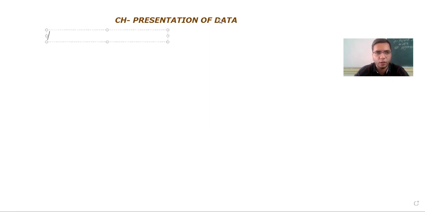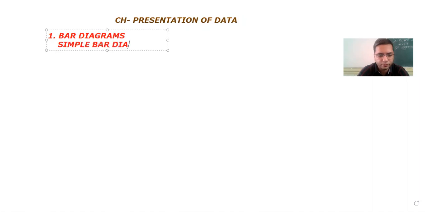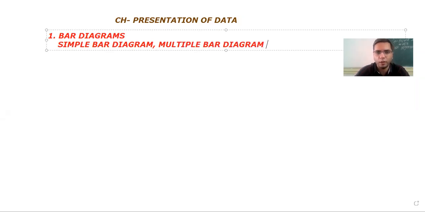If I write here the methods to present the data, then in diagrammatic form we can present the data by way of bar diagrams. And what kind of bar diagrams? We can go for a simple bar diagram, where we simply make the bars and present the data. Then we can go for a multiple bar diagram: suppose more than one item you need to present on a single graph, then you will go for the multiple bar diagram.